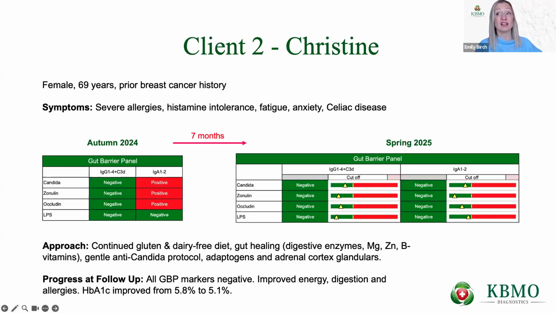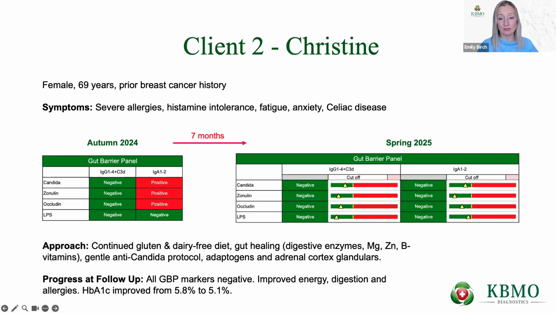However, there is still an intolerance from a digestive perspective. So that's the point at which you go through your tick list and you go, right, okay, maybe we're looking at low digestive function or something like that instead. Or indeed, as we said, you're looking at a dysbiosis picture and that's exacerbating it. I digress. So progress at follow-up, all her gut barrier panel markers were negative.